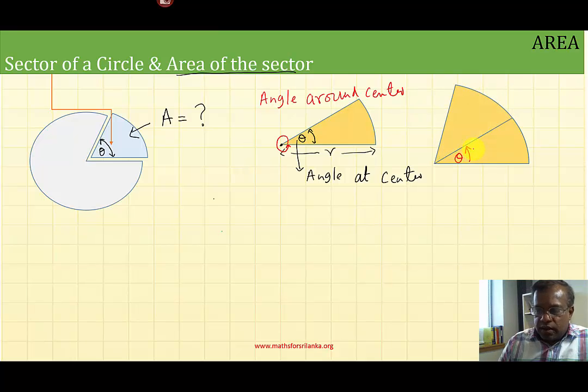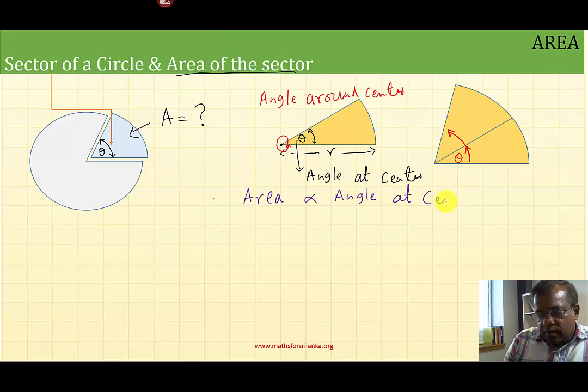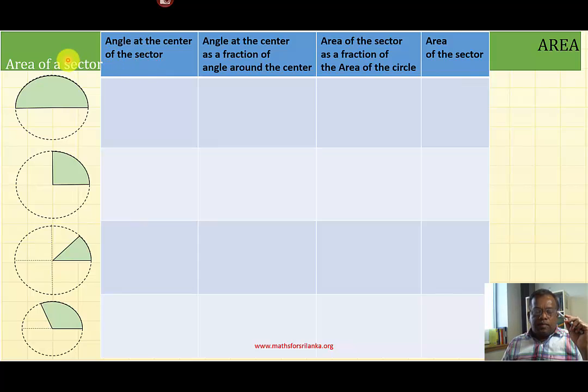Now what you see over here is, if I increase the angle at the center, the area of the sector also increases. So if I increase the angle at the center, you can see the area increases. That means the area is directly proportional to the angle at the center. Now we just want to know the exact relationship between these two. Let's complete this table. So at the end, we will be able to figure out the area of a sector and the corresponding angle at the center.